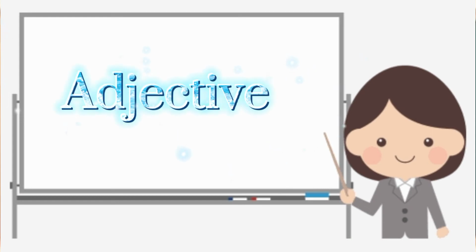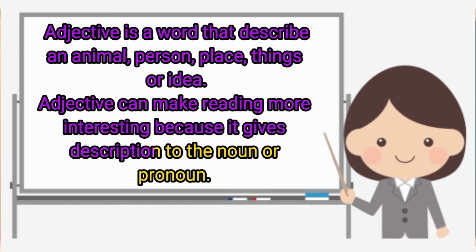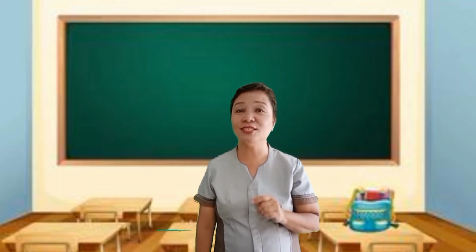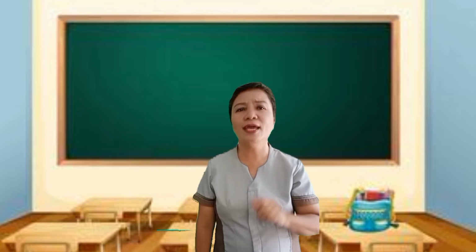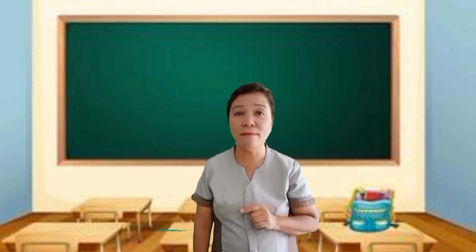On your previous module, you learned about adjectives. Adjective is a word that describes an animal, person, place, thing, or idea. Adjective can make reading more interesting because it gives description to the noun or pronoun. Now, were you able to answer all the activities from your previous module? That's great! That means you understood well the lesson about adjectives.